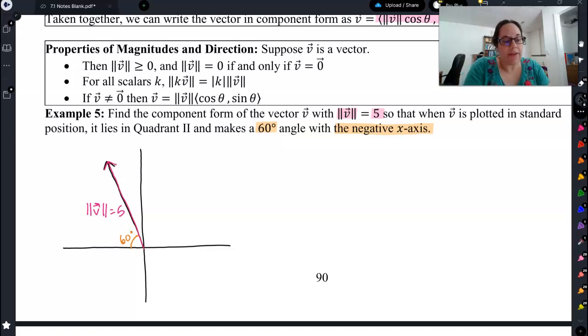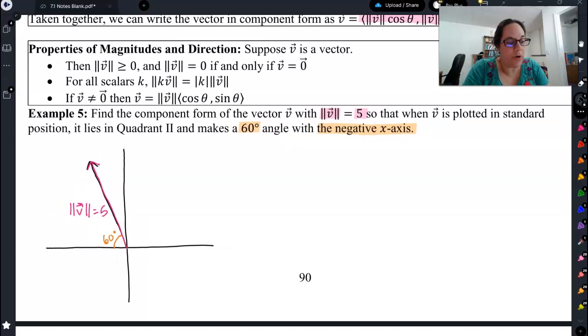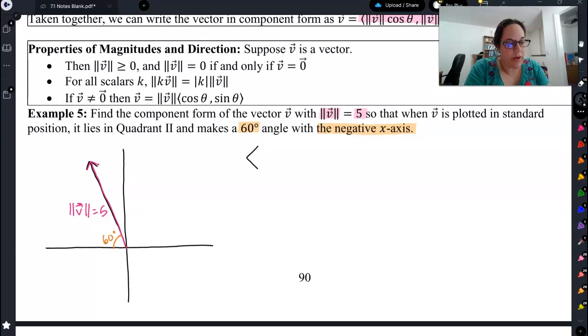Now, if I want to write this in its component form, I do r cosine theta for my x value and r sine of theta for my y value. Oops, forgot some stuff in there.